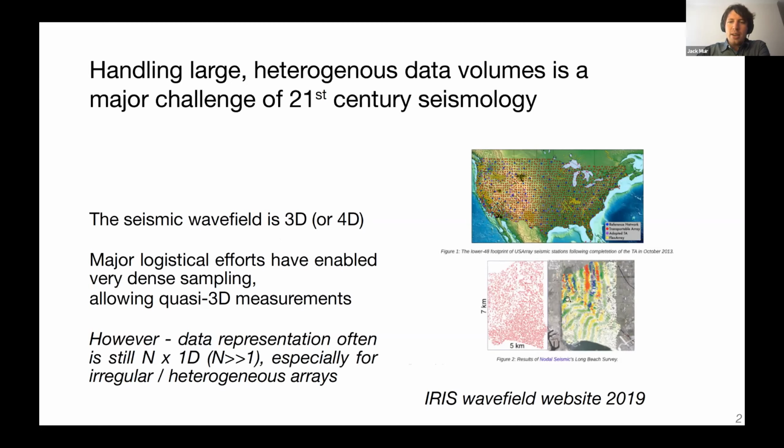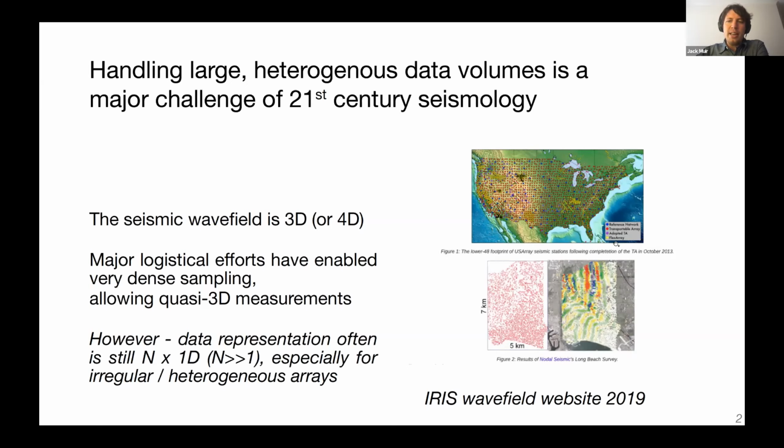But when we're acquiring this data, the data representation is still often effectively in what I call an n by 1D representation. That is, we have a bunch of time series, and we sort of lose to a certain extent the spatial characteristic of the data. Of course, we can plot them in a spatial way and recover it to a certain extent, but it's not a fundamentally space-aware representation of what the wavefield is doing. And this is especially true for irregular or heterogeneous arrays.